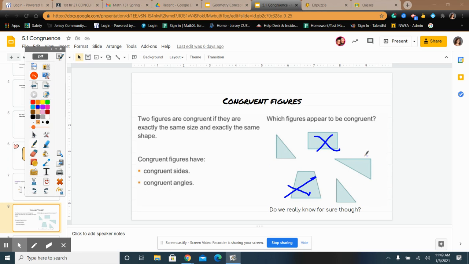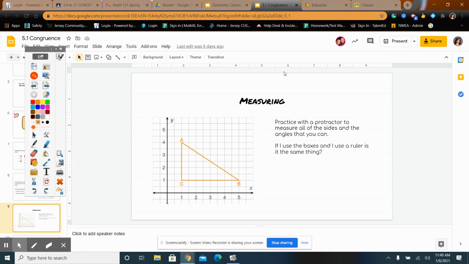But in my opinion, this one looks like it might be a little taller than these two. I'm guessing these two might be. But do I know for sure? No, because I don't have any measurements. I don't know for sure the angles or the sides are congruent and there's no tick marks. So I think it's these two, but it just looks that way. So we're going to talk about how important those measurements are and how we can tell for sure.